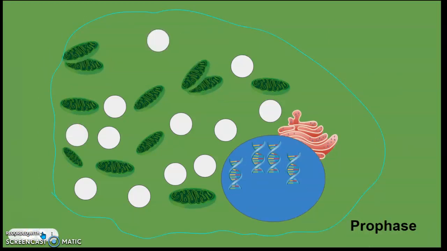Prophase is the number 4 phase of the eukaryotic cell cycle. During prophase, chromatin condenses into chromosomes, and the nuclear envelope or membrane, as you are going to see here, is going to break down.